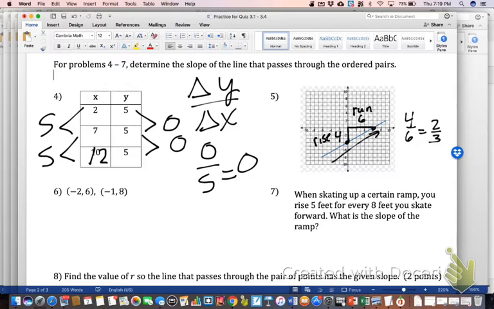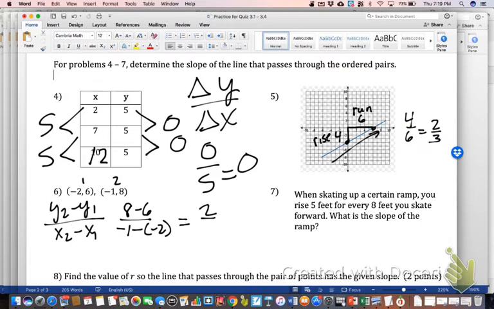For number 6, I'm going to use the formula y2 minus y1 over x2 minus x1. So I'm calling this coordinate 1 and I'm calling that coordinate 2. So that means if I substitute, I'm going to do 8 minus 6 in the numerator. Then I'm going to do negative 1 minus a negative 2 in the denominator. So 8 minus 6 is 2. Negative 1 plus a positive 2, because that's really what's happening here, is going to be a positive 1. So my slope is 2.